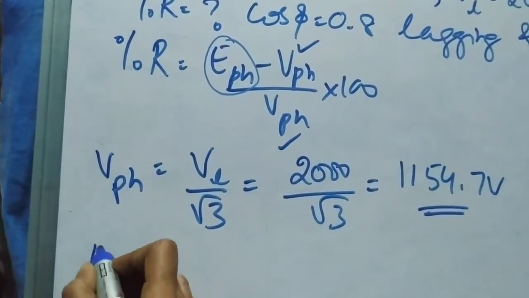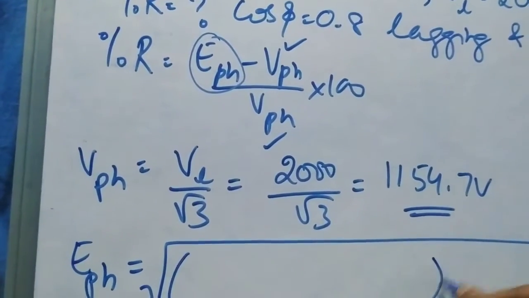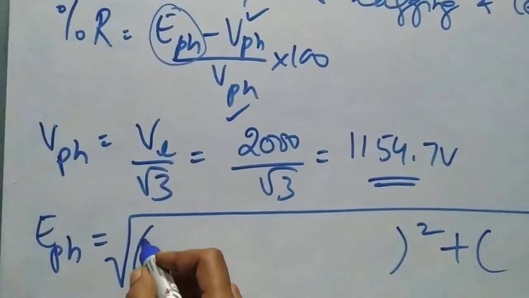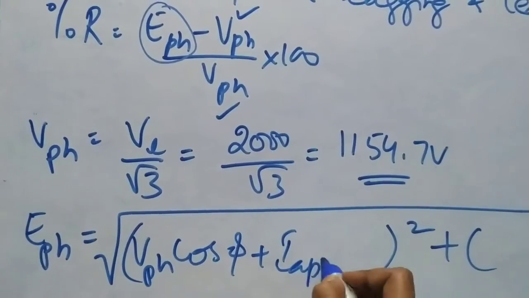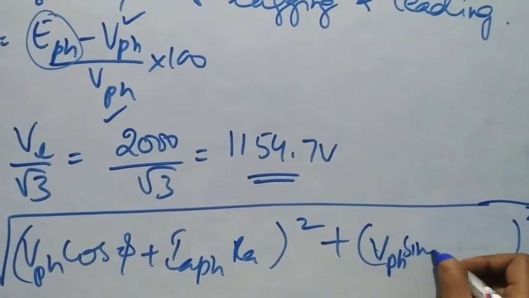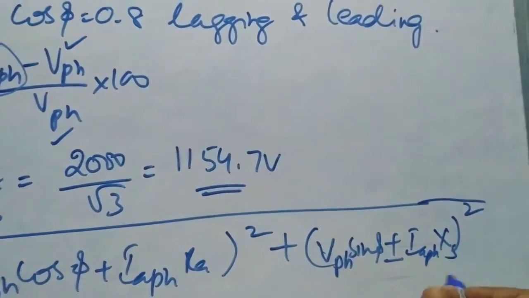The next aim is to determine the E phase. The formula for E phase is equal to square root of A square plus B square, right? So what is that A? A is V phase into cos phi plus IA phase into RA, whole square, and B is V phase into sin phi plus or minus IA phase into XS, whole square.